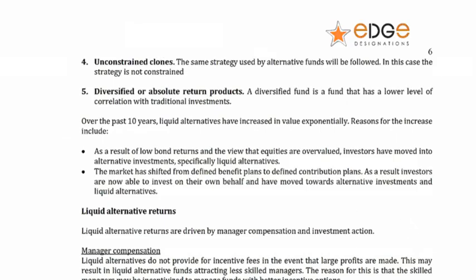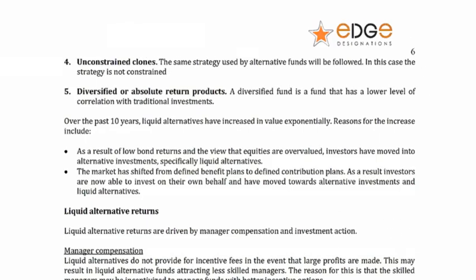Top of page 6, we've got unconstrained clones. Again, remember the word clone. Clone means it's going to do exactly the same strategy, but here it's unconstrained. There are no constraints such as diversification or liquidity. And then we've got diversified or absolute return products. Diversified means a lower level of correlation with traditional investments, and because of that lower correlation, it will be more diversified.